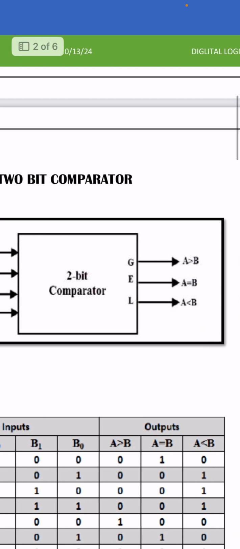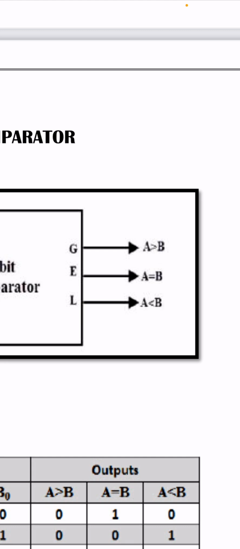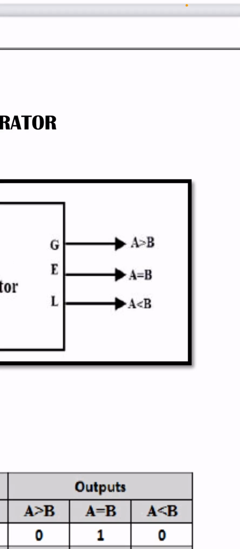The outputs are labeled with arrowheads, and these arrows are labeled G, E, L. For your convenience, I put G, E, L so we can understand easily. These are the outputs we are talking about: A is greater than B, A is equal to B, and A is less than B.